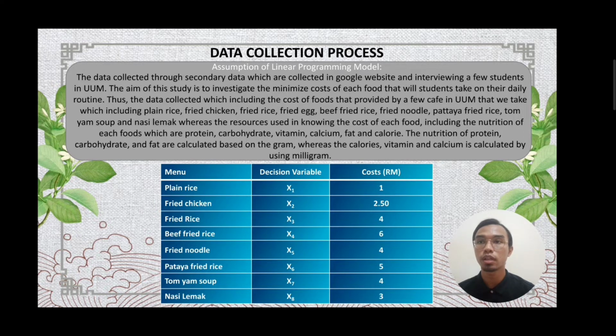UAM that we take, which include plain rice, fried chicken, fried rice, fried egg, beef fried rice, fried noodle, pattaya fried rice, tom yum soup, and nasi lemak, where the resource is knowing the cost of food, including the nutrition of each food with protein, carbohydrate, vitamin, calcium, fat, and calories. The nutrition of protein, carbohydrate, and fat is calculated in grams, whereas the calories, vitamin, and calcium are calculated in milligrams. This table shows the types of menu, 8 types of menu, and the 8 decision variables and the cost of each menu.